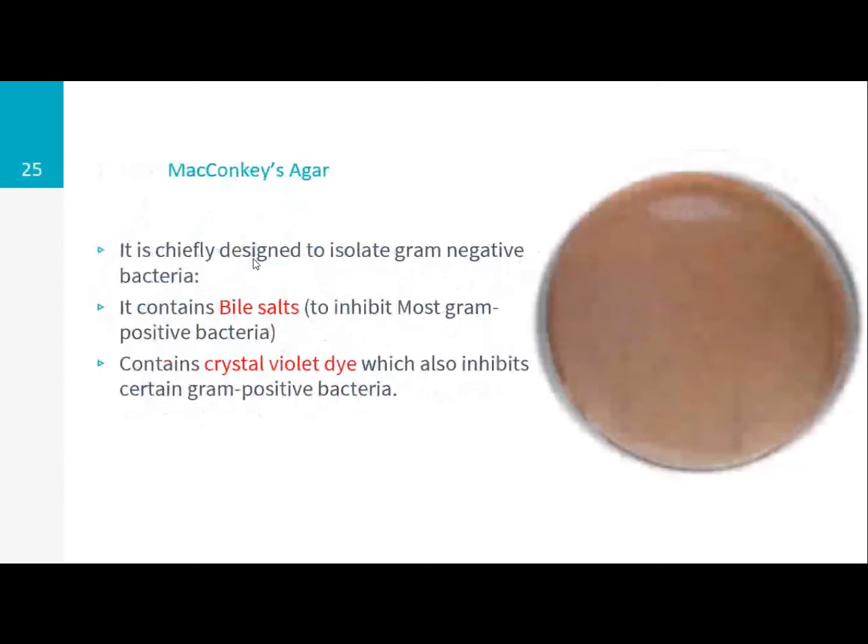And then we have the McConkey agar. Okay, this now is actually to isolate the gram-negative bacteria.